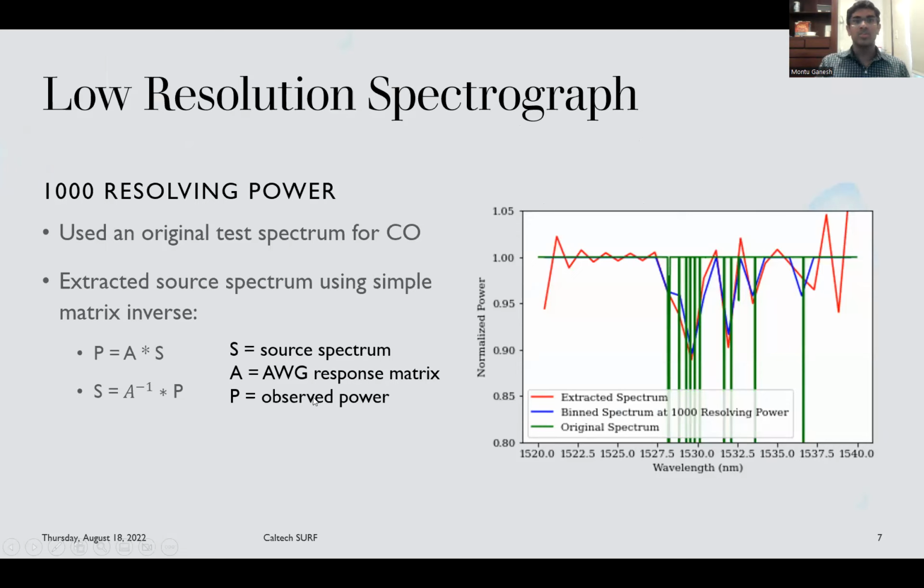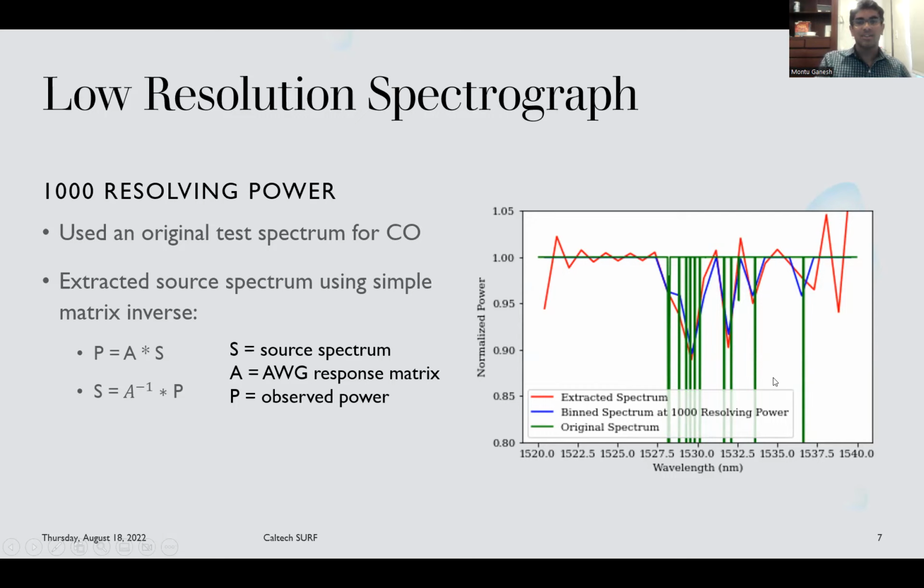To start with, we used a low resolution spectrograph at 1000 resolving power. We started off by using an original test spectrum for carbon monoxide. Then we extracted the source spectrum using simple matrix inverse. Given the matrix equation here with the AWG response and the source spectrum, and over here the observed power, we were able to perform the matrix inverse. In the equation below, the matrix inverse actually corresponds to the efficiency matrix. Given that and the observed power, we're able to extract the spectrum.